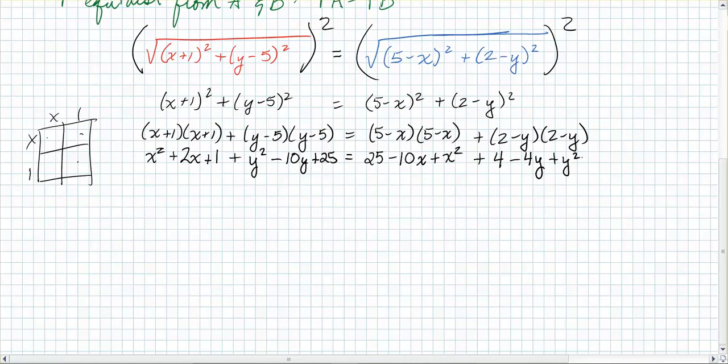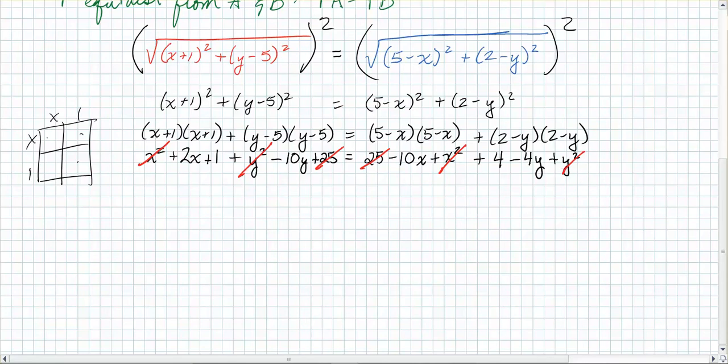Which looks terrible, but there's a lot of simplification that happens here. The x squareds cancel on both sides. These 25s take care of themselves. What else happens? We've got the y squareds cancel, right? And then let's see what happens if we simplify just a little bit.